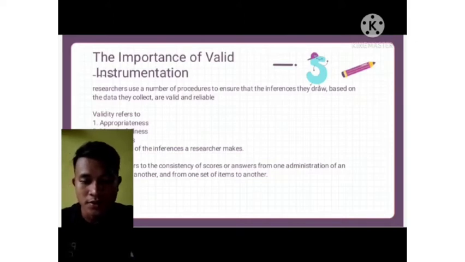Validity refers to, first, appropriateness; second, meaningfulness; third, correctness; and the last, usefulness of the inferences researchers make. And what is reliability? Reliability refers to the consistency of the scores or answers from one administration of an instrument to another, and from one set of items to another.